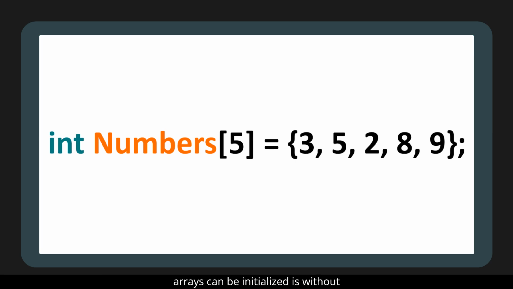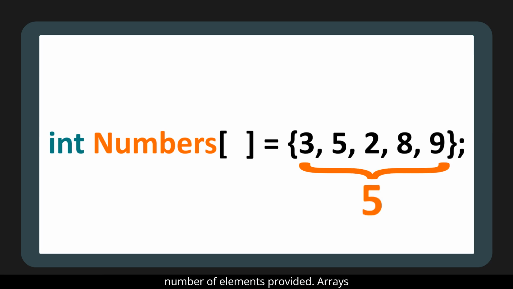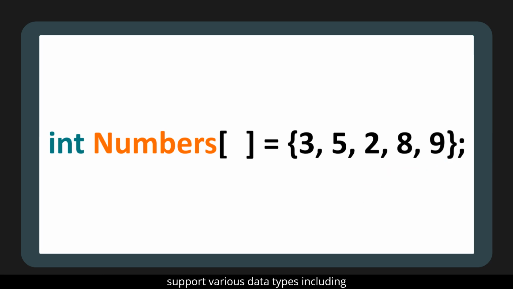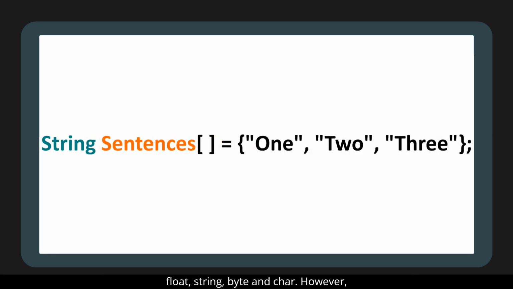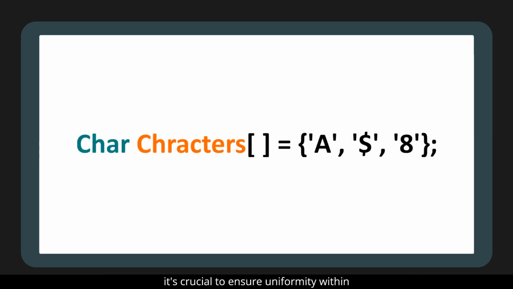Another way in which arrays can be initialized is without specifying their size explicitly. Omitting the size within square brackets results in Arduino automatically determining the array's size based on the number of elements provided. Arrays support various data types, including float, string, byte, and char. However, it's crucial to ensure uniformity within an array. Each element must share the same data type.